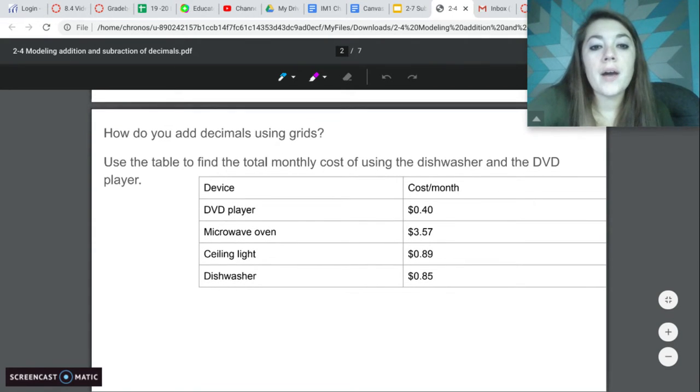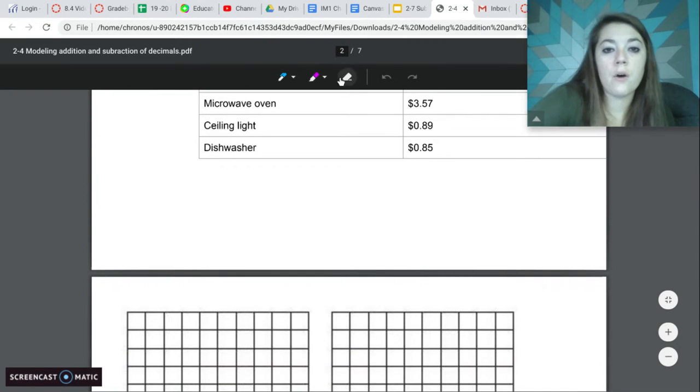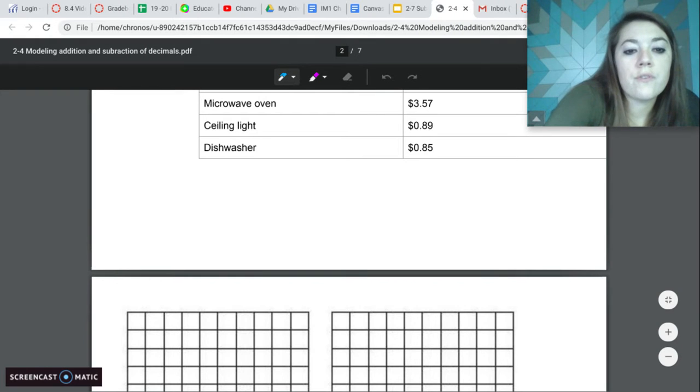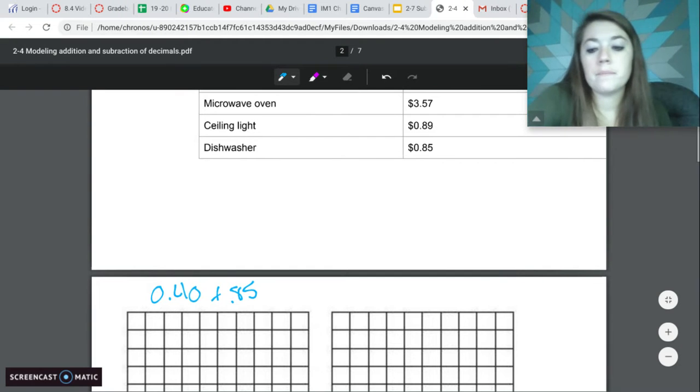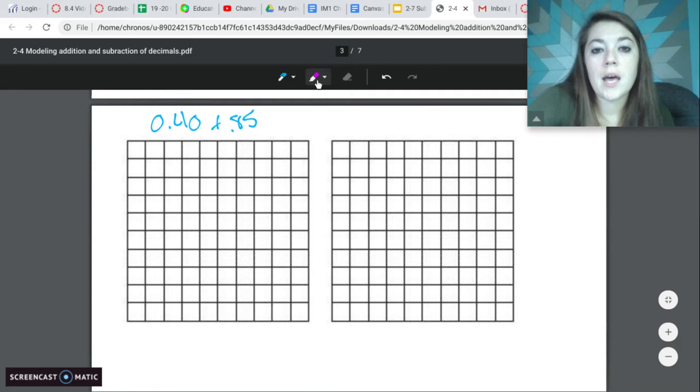All right, how do you add decimals using grids? Use the table to find the total monthly cost of using the dishwasher and the DVD player. So if we look to use the DVD player, it's going to cost 40 cents per month. To use the dishwasher, it's going to take 85 cents per month. So we need to remember those values. So I'm going to write them down here. So we've got 40 cents plus 85 cents, okay? So these are our number grids. So we're going to use them to help us.